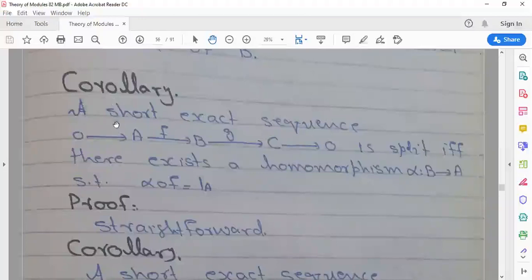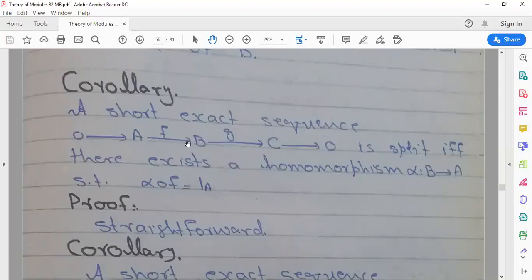A short exact sequence 0 to A, f a function defined from A to B, and g a function defined from B to C, and C going to 0, is split if and only if there exists a homomorphism alpha from B to A such that alpha composition f is equal to identity. Yesterday we also studied that alpha from B to A is basically the inverse of f. Basically f is defined from A to B.